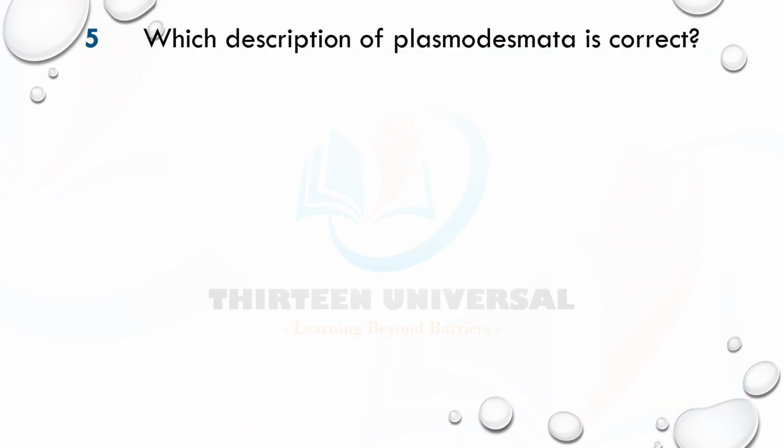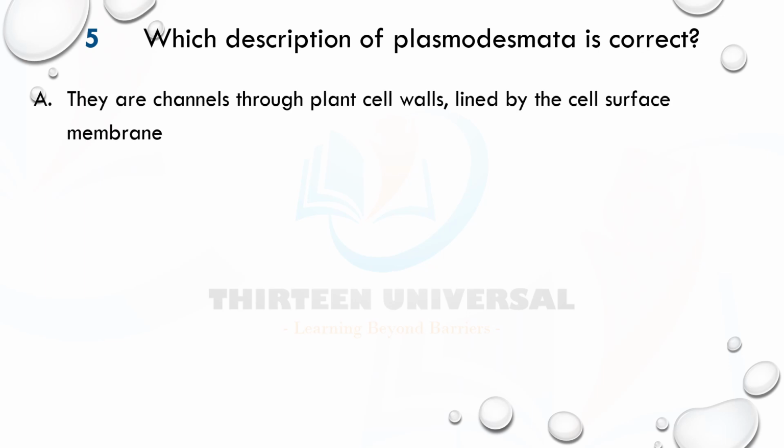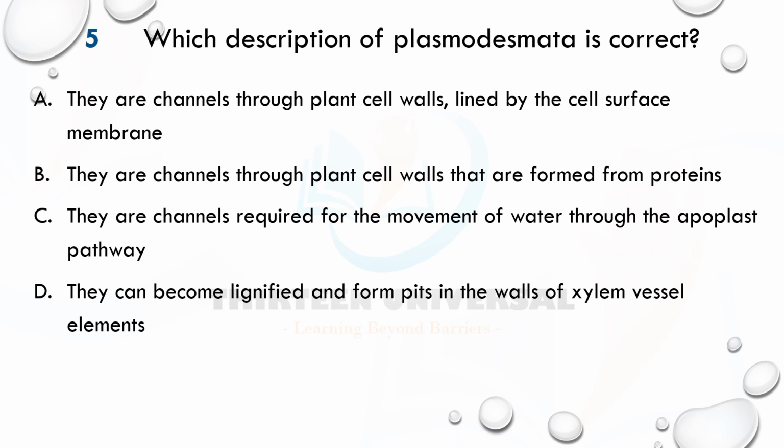Consider question 5. Which description of plasmodesmata is correct? They are channels. Okay, so which one is the answer, guys? Let's walk through it. A says they are channels through plant cell walls lined by the cell surface membrane. Okay, is this correct? Let's quickly draw this. Come with me, let's draw it. This is the plant cell wall.